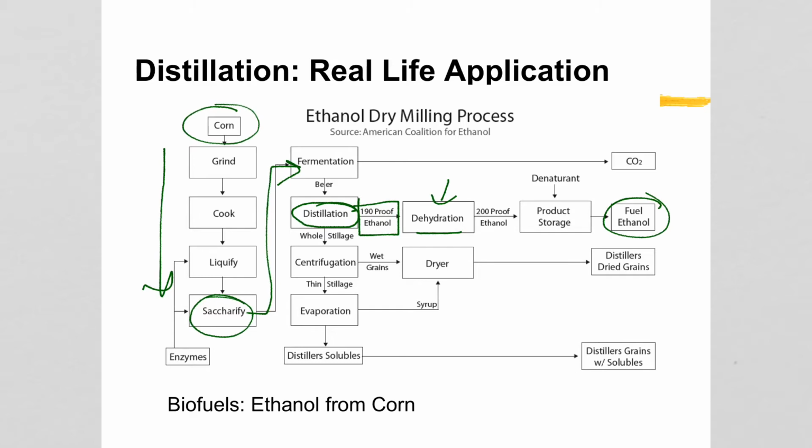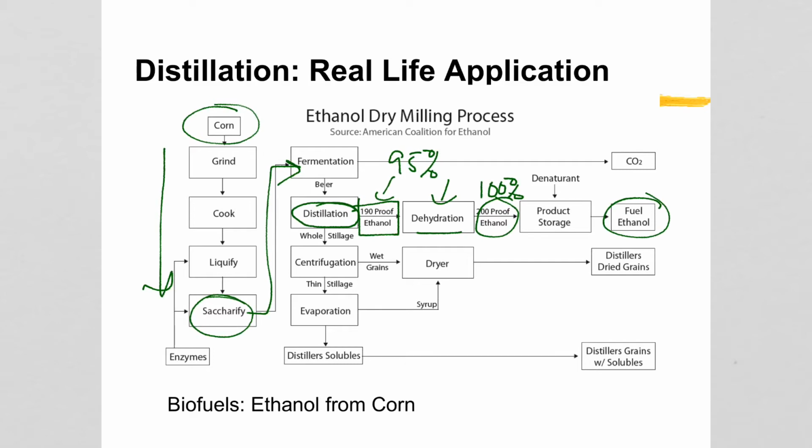We cannot get to what we call 200 proof or 100% ethanol through the distillation process. We have to use a different process to do that. Distillation will only give us at best 95% ethanol, which is referred to as 190 proof.